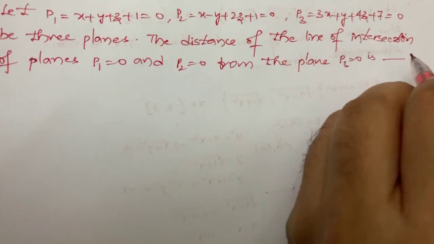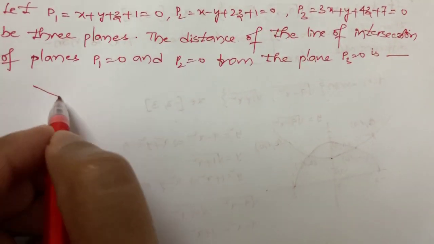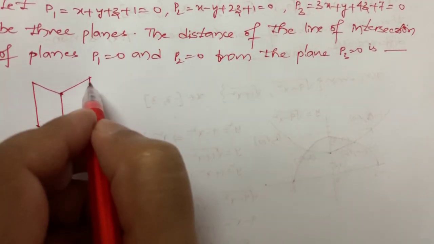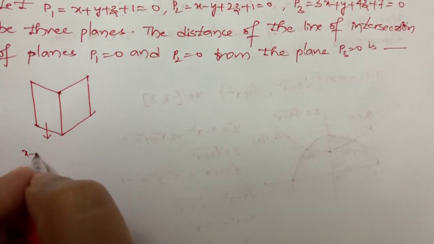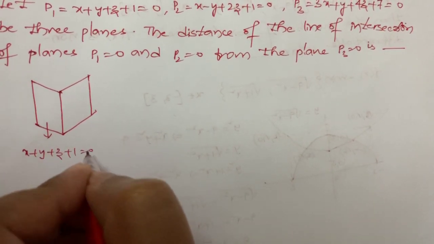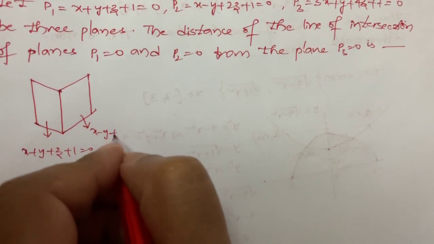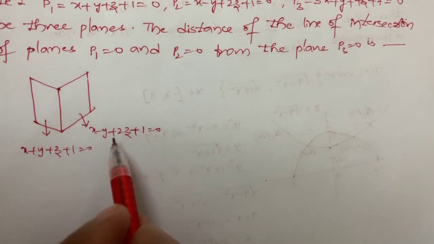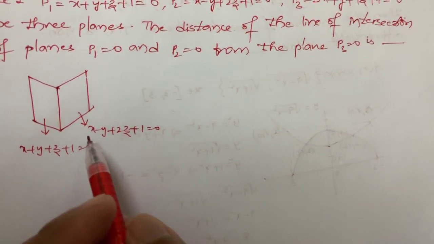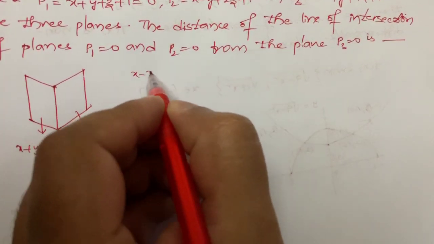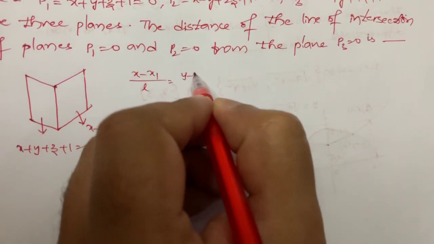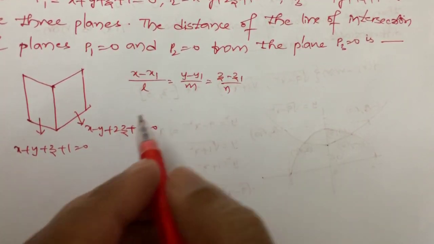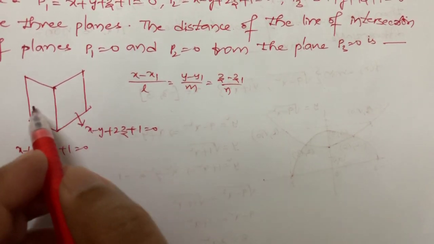So, first we have to find the line of intersection of the planes. There are two planes like this. The first plane is x + y + z + 1 = 0. The second plane is x - y + 2z + 1 = 0. In order to find the line of intersection, we will assume the line as (x - x1)/L = (y - y1)/M = (z - z1)/N. This line is present in this plane and this plane.